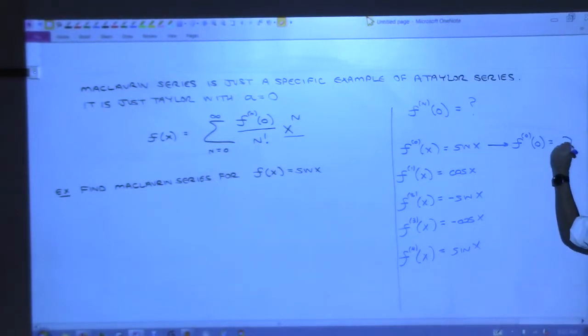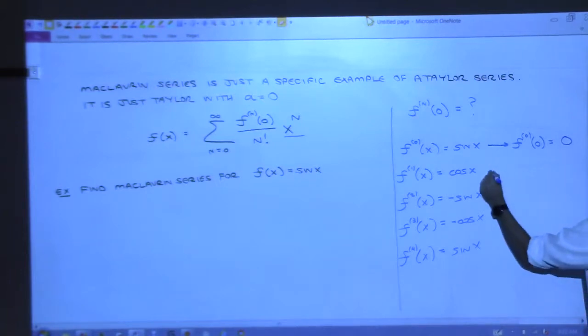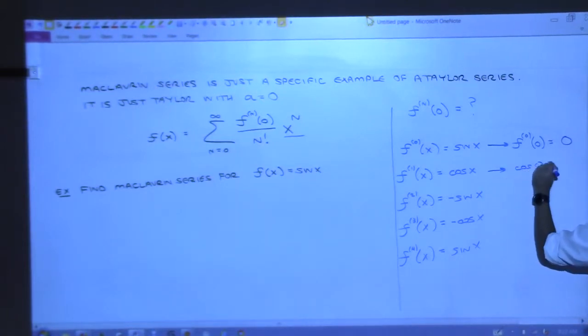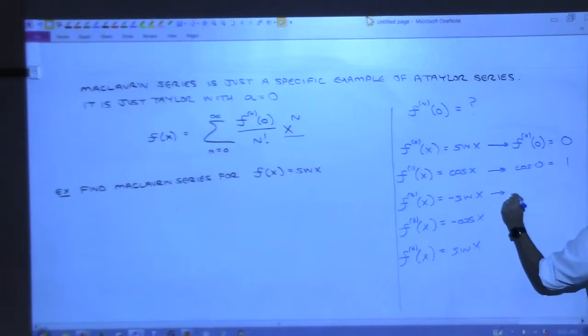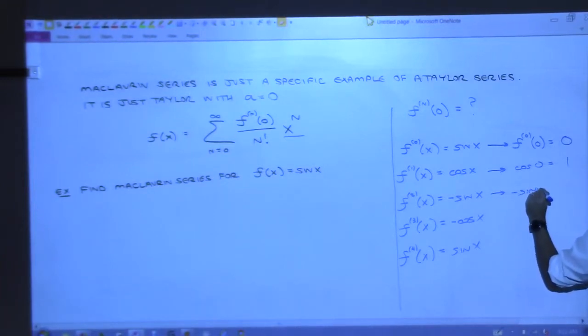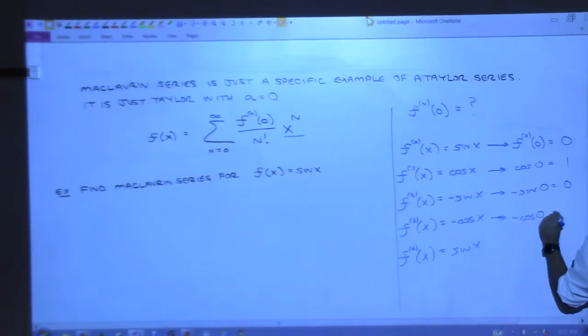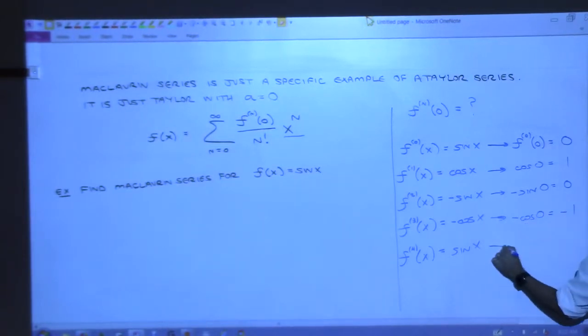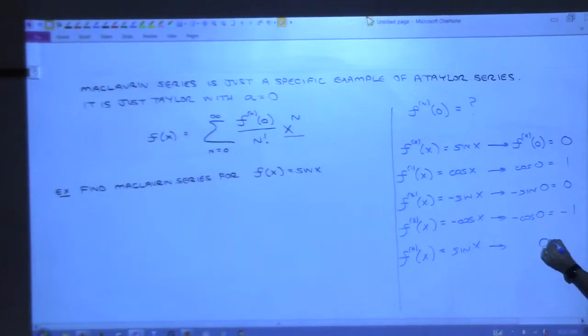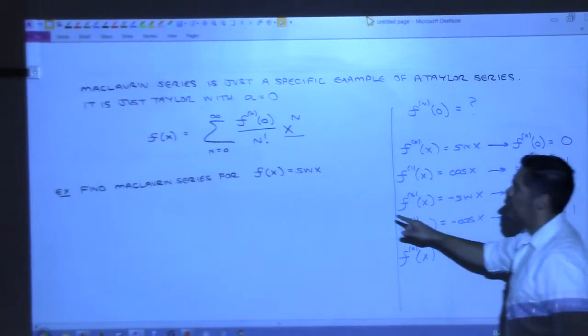So we erase the sine of 0 with 0, right? Okay, next one, this is going to be cosine of 0, which is 1. Next one, negative sine of 0, 0. This one, negative cosine of 0, which is negative 1. Next one, we're back to 0, right? 0, then 1, then 0, then negative 1, then 0, then 1, right? And that's what's going to happen. Y'all with me? Okay, so let's try and write out this power series.